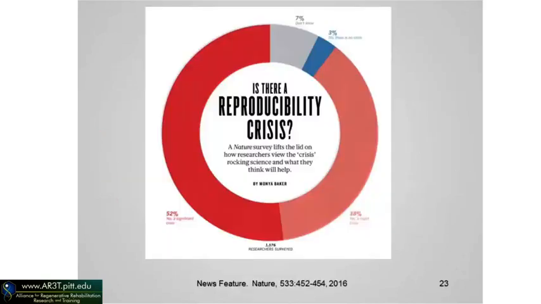So then in 2016, Nature goes back and surveyed about 1,600 researchers, and asked them, do you think there's a problem in reproducibility? Now remember, this is about 5 years later. So 52% said, yes, we think there is a problem with reproducibility. But there's still about 38% who say, if there is, it's going to be really minor.